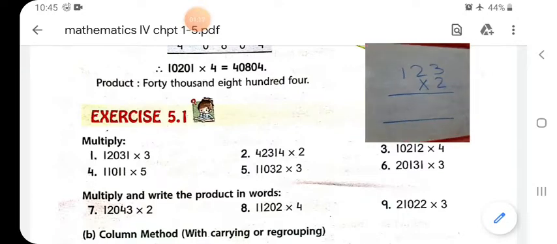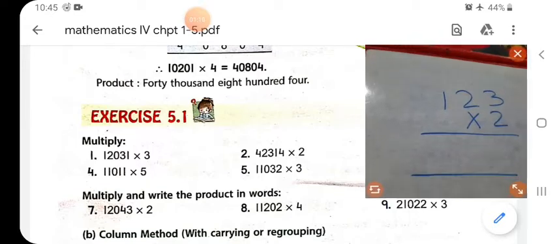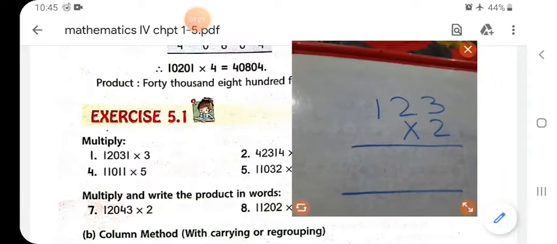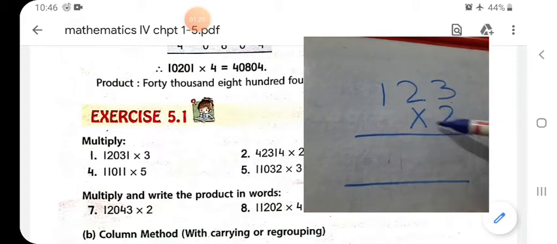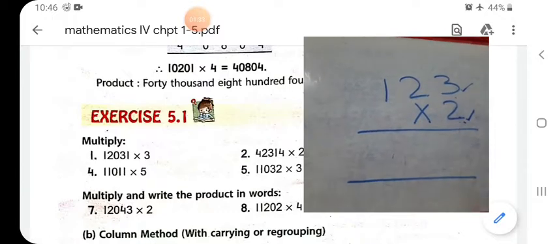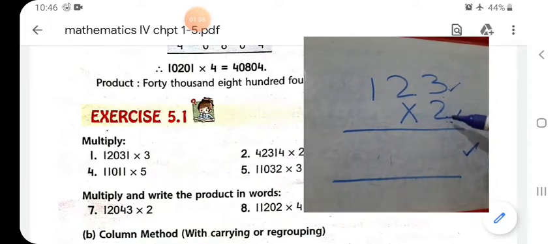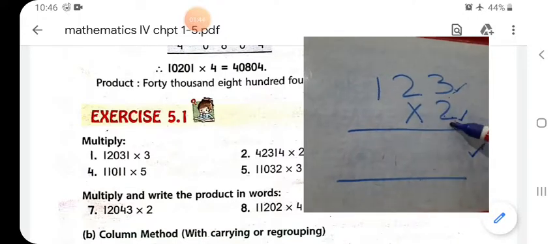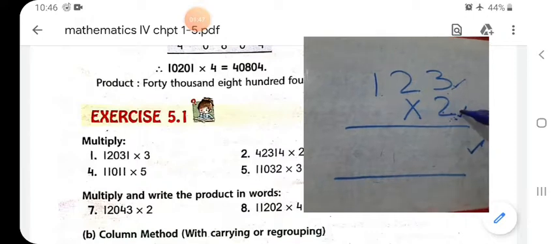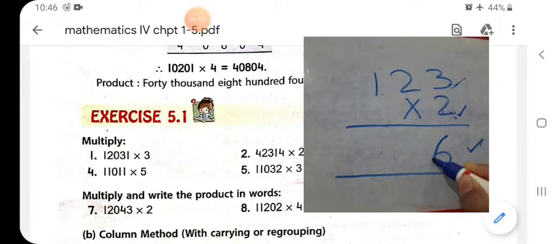So this is 123 multiplied by 2. We are going to multiply by this 2, this is the multiplier, and this is the multiplicand, and the answer we get is called the product. Now we are going to multiply 2 with 3, then 2 with 2, and 2 with 1. Now 2 threes are 6, so the answer will be 6.